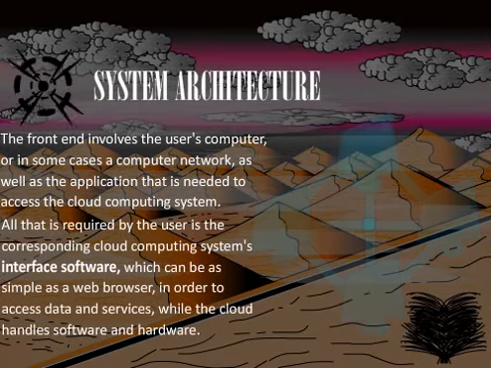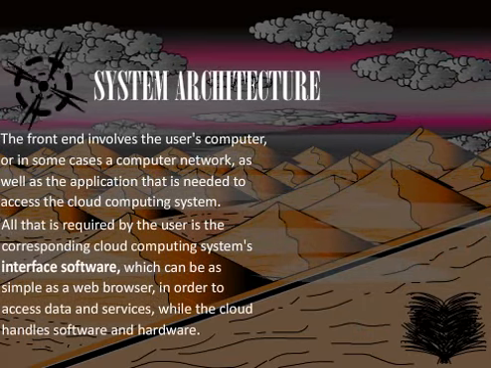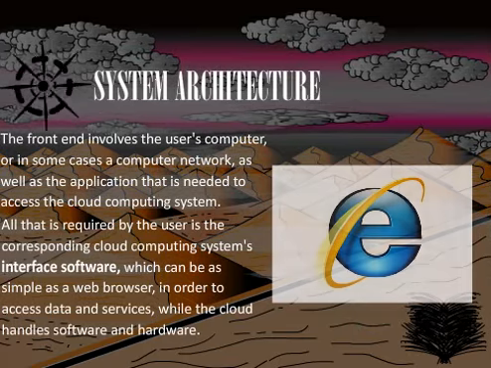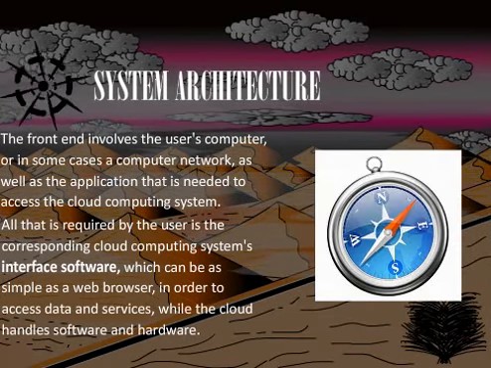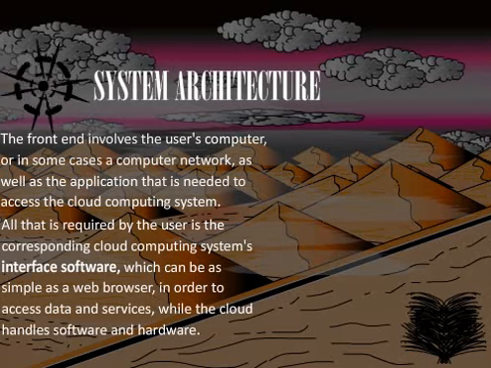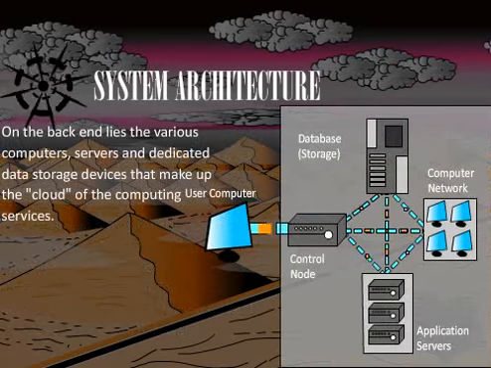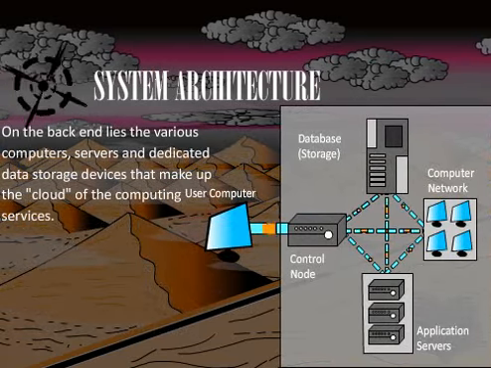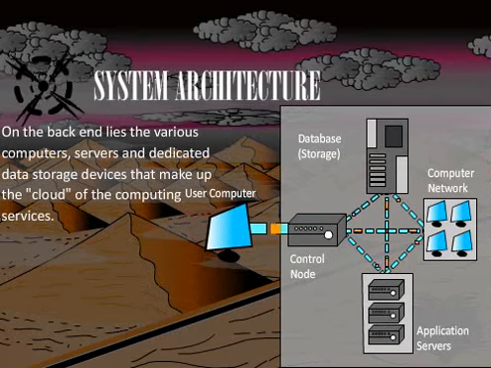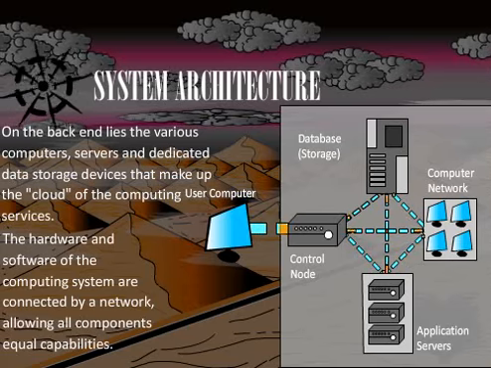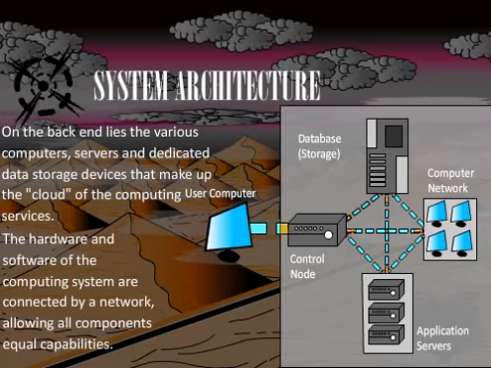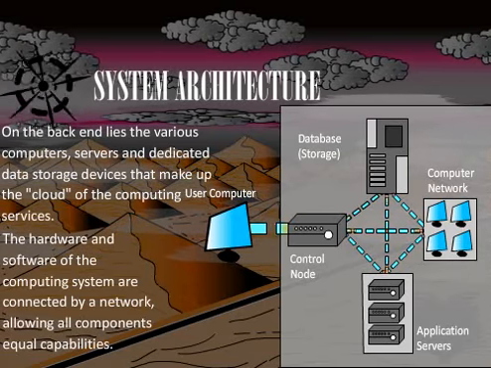All that is required by the user is the cloud computing system's interface software, which can be as simple as a web browser, in order to access data and services, while the cloud handles the software and hardware. On the back end lies the various computers, servers, and dedicated data storage devices making up the cloud of the computing services. The hardware and software of a computing system are connected by a network, allowing all components equal capabilities.